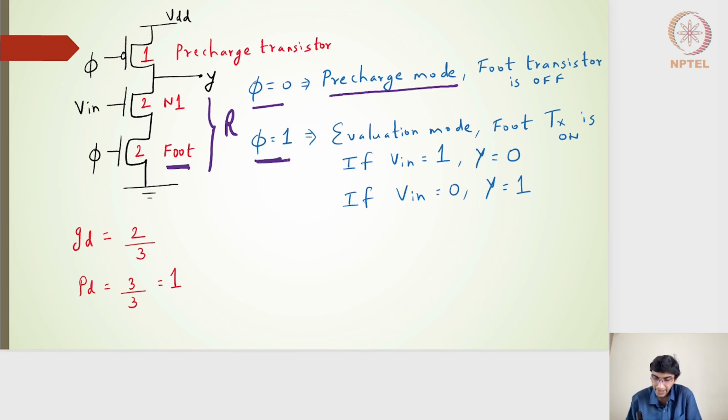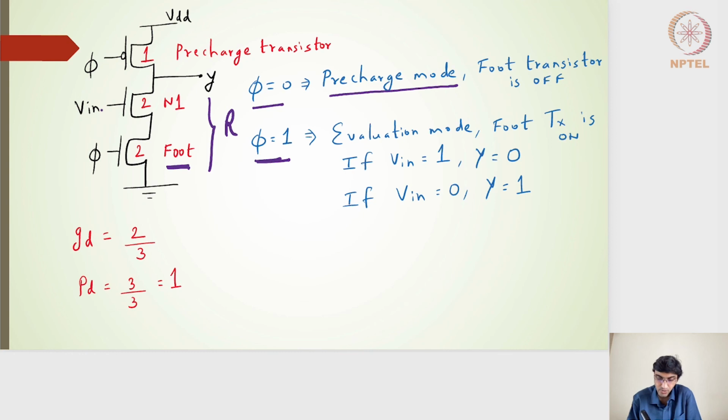When phi is equal to 1, evaluation mode comes in. The foot transistor will be on and the PMOS will be off. So the pre-charge is done, and we are now in the evaluation phase. Based on the input, the output will either stay at VDD or be discharged to 0.